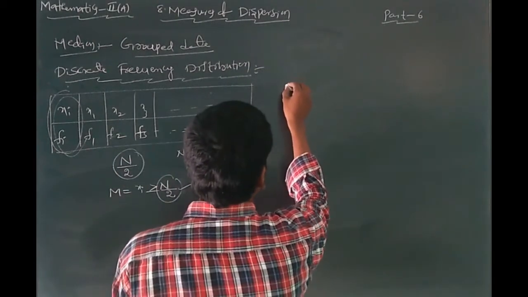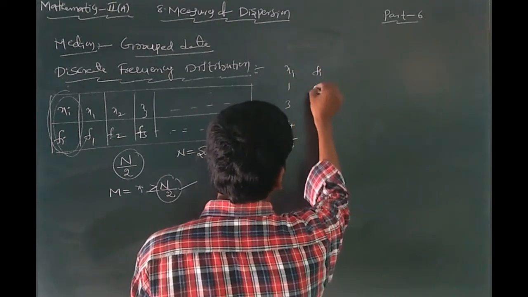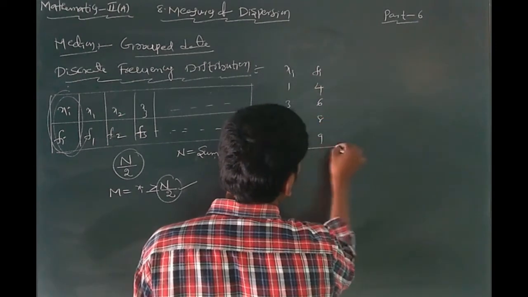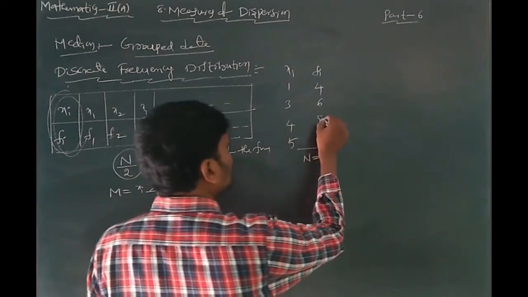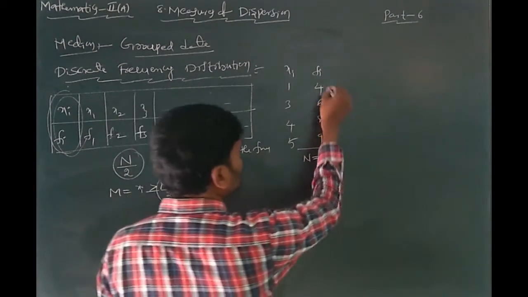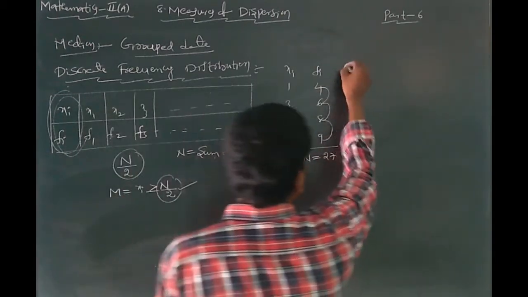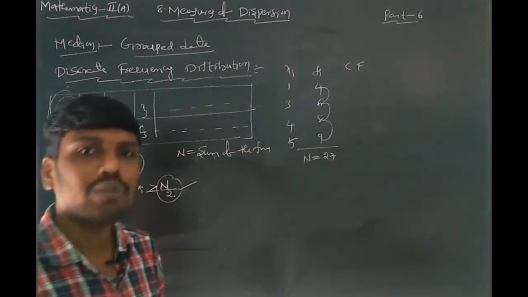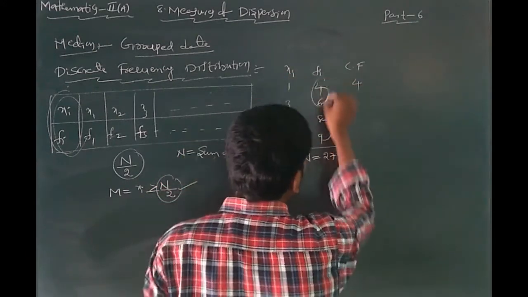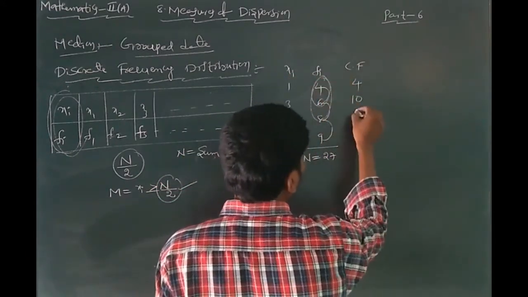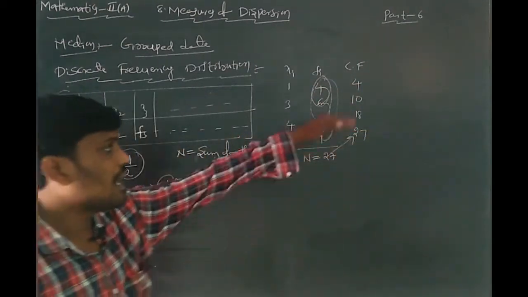Suppose the observations are 1, 3, 4, 5 and the frequencies are 4, 6, 8, 9. First you find the n value. 9 plus 8 is 17, 17 plus 6 is 23, 23 plus 4 is 27. Okay, students, 27. Next you find the cumulative frequency, which is nothing but adding each one. The first frequency is 4, adding the second gives 10, adding the third gives 18, adding the fourth gives 27. This is equal to the last term.